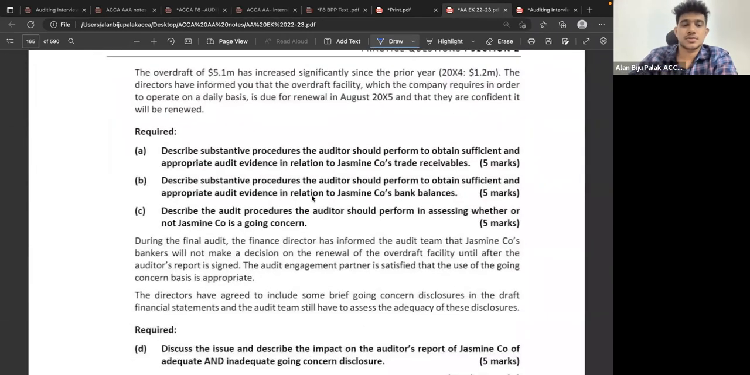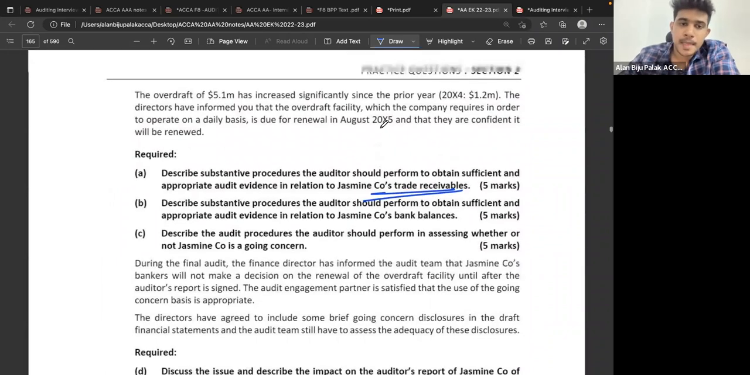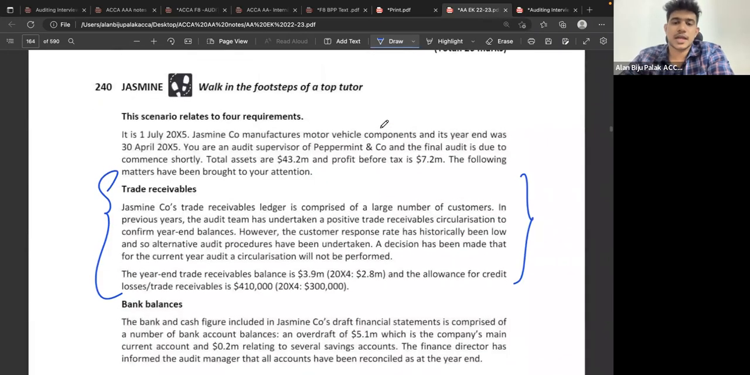So they have asked us to describe the substantive procedures. The auditor needs to obtain sufficient appropriate audit evidence in relation to Jasmine Company's trade receivables. So they have just asked us to identify the procedures that need to be performed by the auditor in relation to Jasmine Company's trade receivables. And what are the things that are mentioned in the scenario?